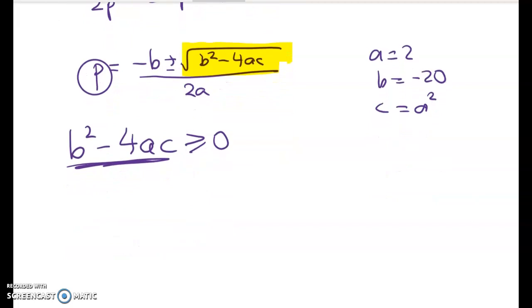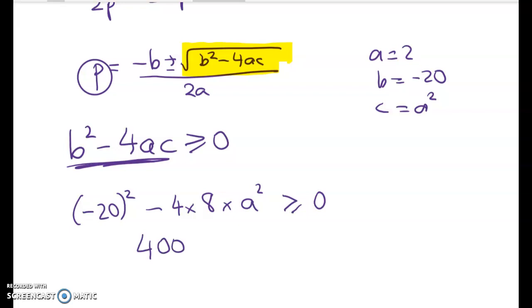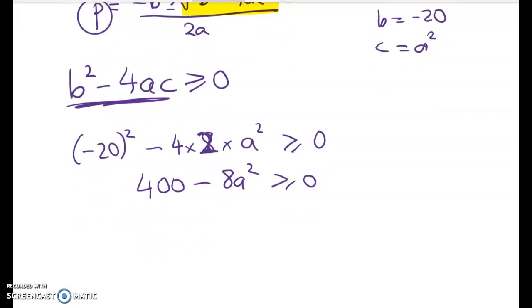I'm going to do that, and then I'm going to show you why that's not enough. Okay, so b squared minus 4ac here gives us this. Negative 20 squared minus 4 times 2 times a squared is greater than or equal to 0. So it's 400. No, that's not right. Is that right? 4 times 2, not 4 times 8. So 400 minus 8a squared is greater than or equal to 0, giving me 400 is greater than or equal to 8a squared. So 50 is greater than or equal to a squared.